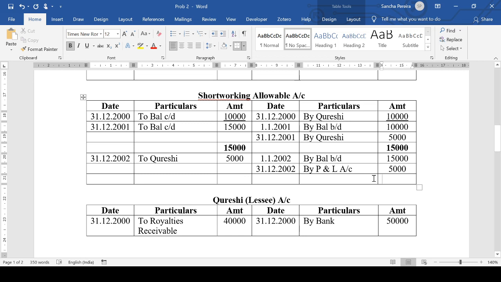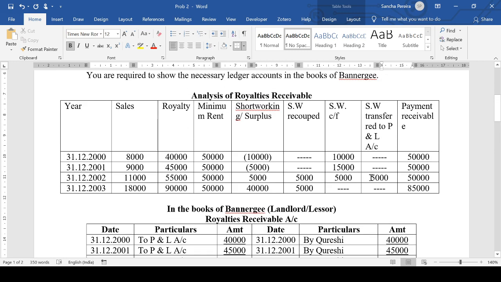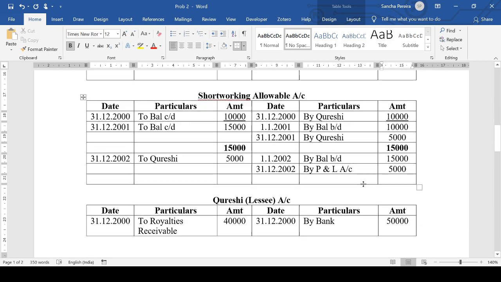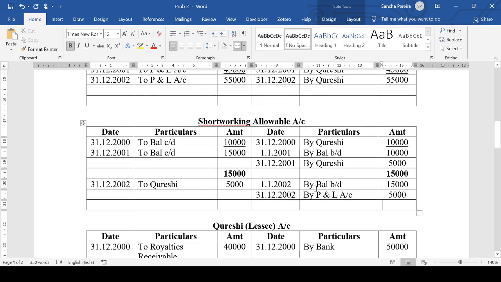I think there's a small mistake here. Short working allowable account. I made a mistake somewhere. So the entry is wrong. The entry is posted wrong, because it's not coming correct.